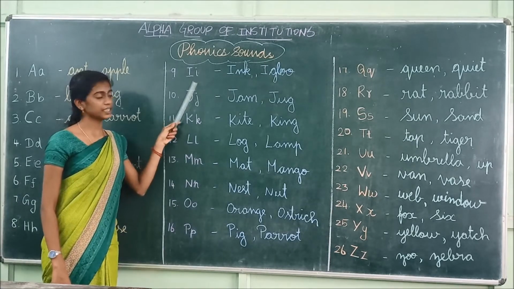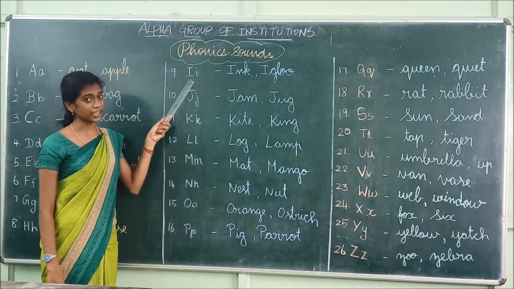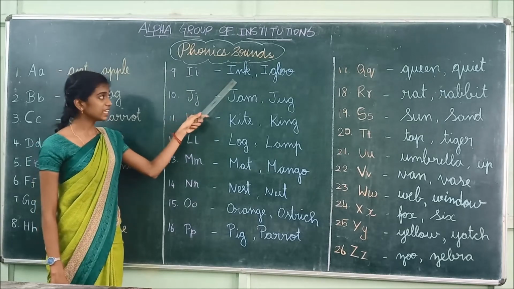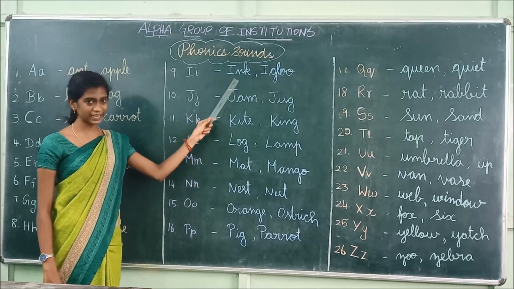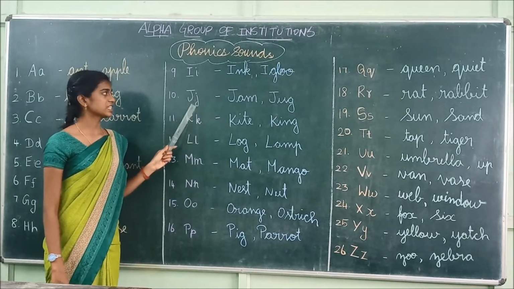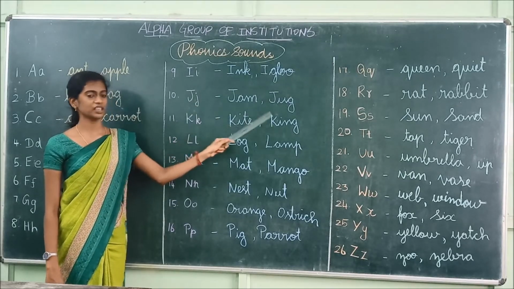And this is i. What letter is it? This is I, but in phonics you have to say it as i. Ink, igloo. Not I, but i. Ink. Igloo. And this is j. Jam, jar.